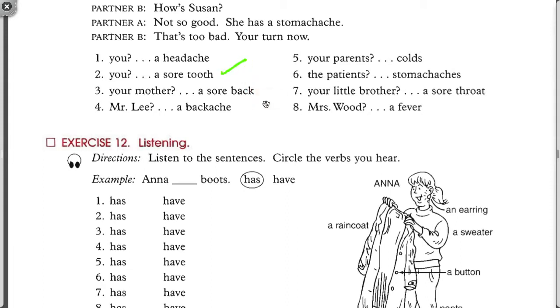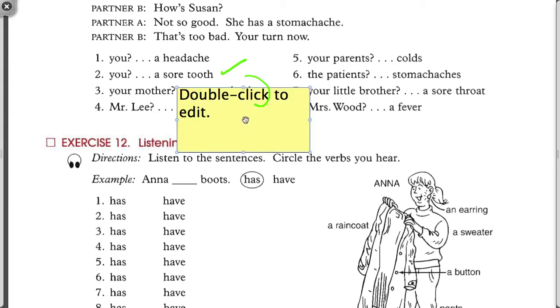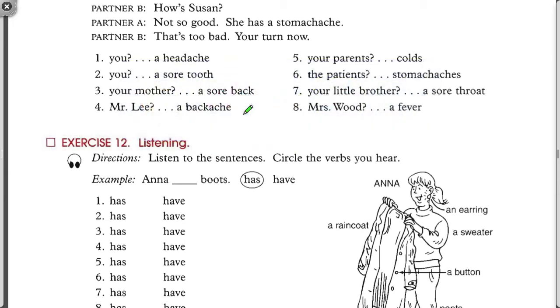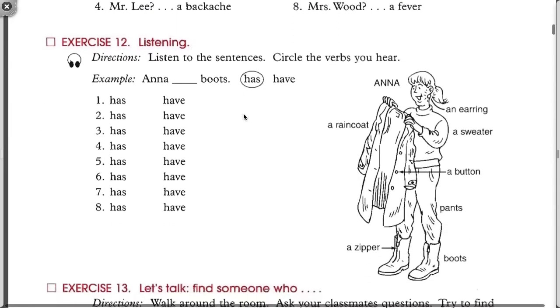How are you? Not so good. I have a sore tooth. How is your mother? She's not so good. She has a sore back. And number 4, Mr. Lee. How is Mr. Lee? Not so good. He has a backache. Okay, we're gonna keep going to exercise 12.